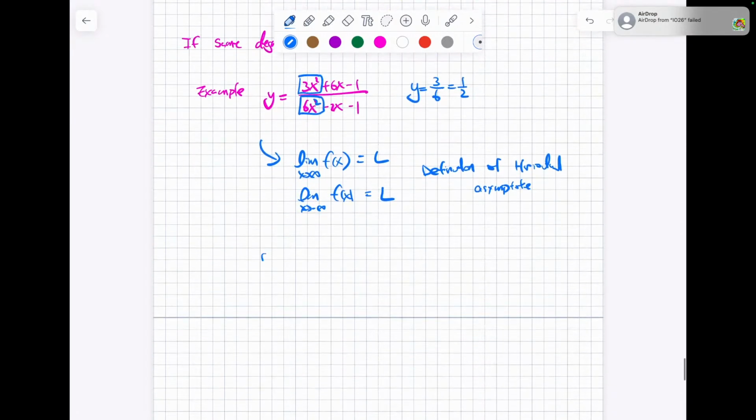Okay, what's the second example? Let's say it's 3x squared plus 6x minus 1 over 5x to the third plus 2x. So what do you think the horizontal asymptote is located at right here? Not 3 over 5, no.